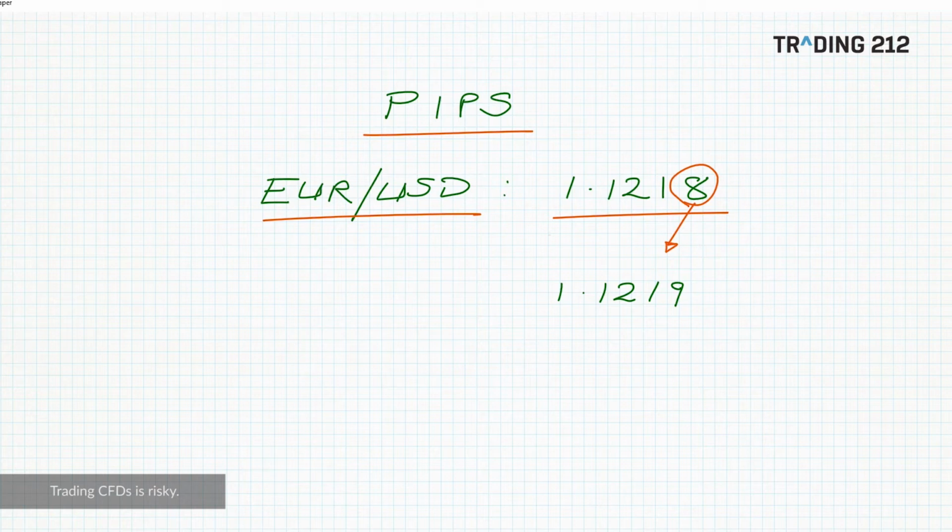So if it went from 1.1218 to 1.1219, that's increased by 1 pip. Or if it went down to 1.1217, that would have been a decrease of 1 pip. With online brokers these days, you tend to get an extra decimal place, and that's referred to as a micro pip or a fractional pip. In the case of the quotes we've been looking at, we had a 2 here and we had a 4 here, but these are not pips, they're fractional pips.